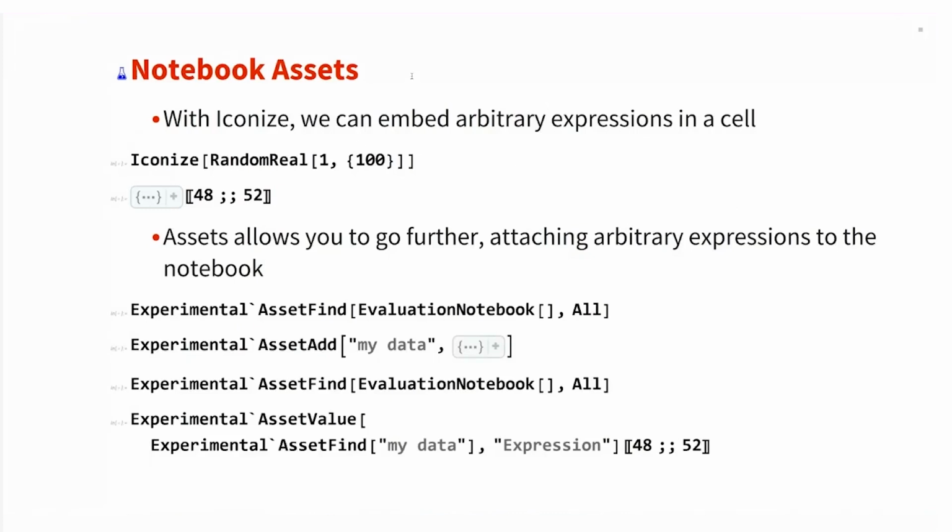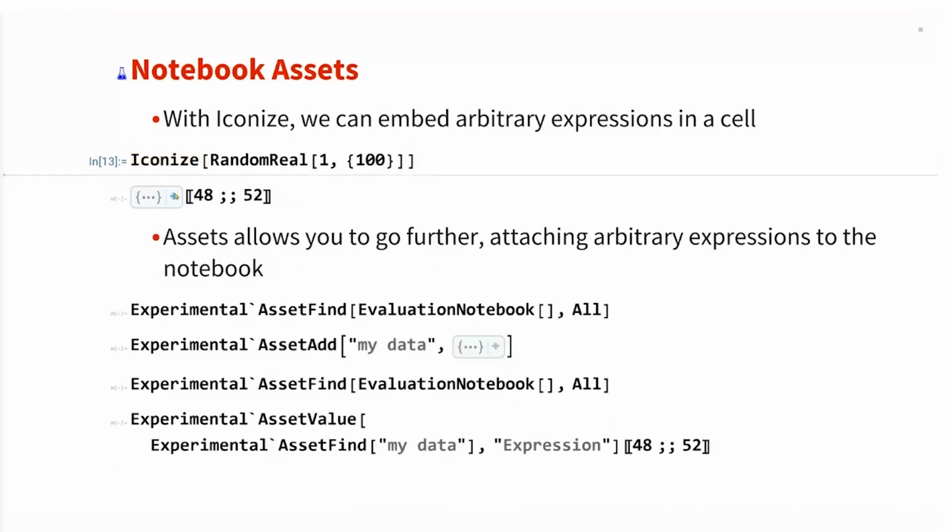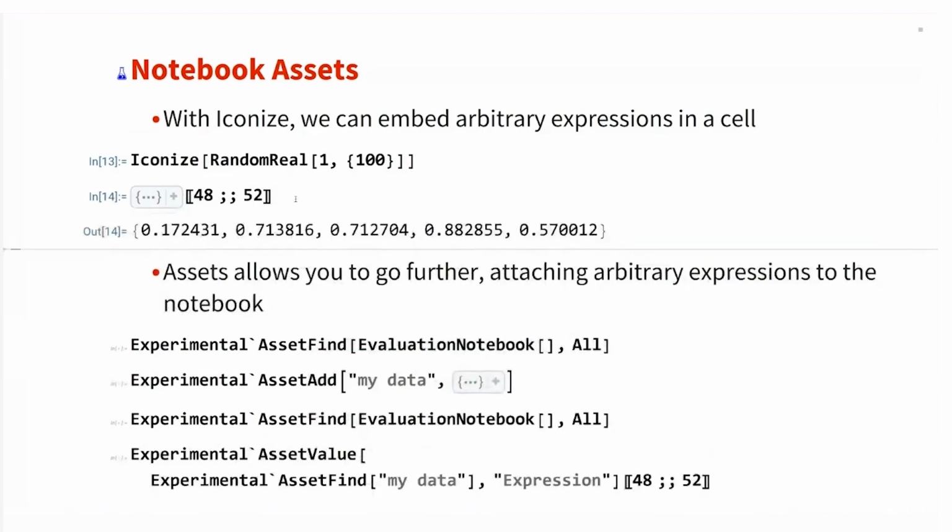Notebook assets. So Iconize, this is something that has been around forever. The idea of embedding data in a notebook. And so this is just this evaluated thing, now embedded here. And I'm not going to use that one. I'll just use the one I already copied and pasted earlier. So here's anything, you can just copy and paste it, treat it as a thing. And there we go. It's a blob of data. It's as if all 100 random numbers were there.